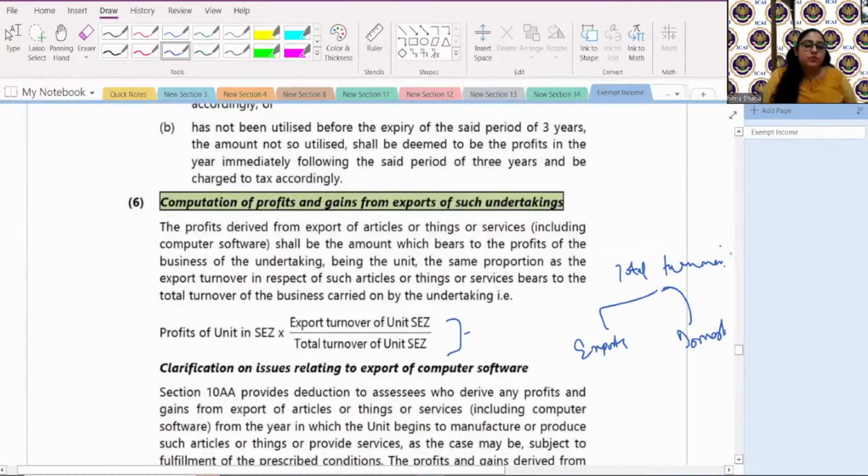I would be given total profit, so it becomes very easy. If I have to calculate the profit which is coming from SCZ, how will I calculate? The total profit into export turnover upon my total turnover? Simple unitary method. मेरे को total profit दिया हुआ है, I need to calculate export profit. Total profit में से export profit निकालना है, तो total profit into export turnover upon में total turnover. Simple.